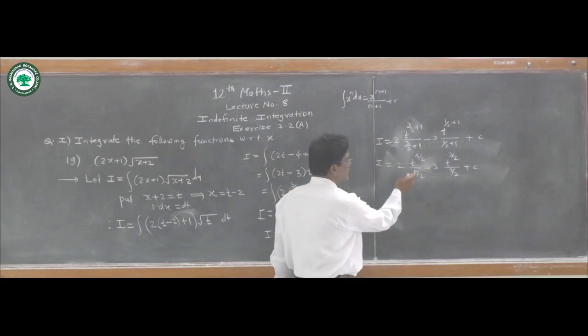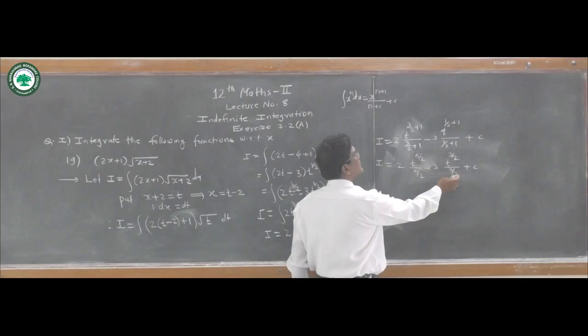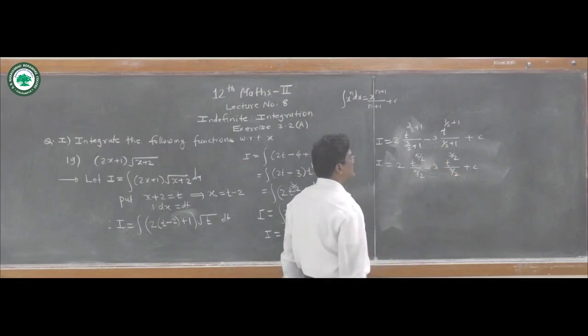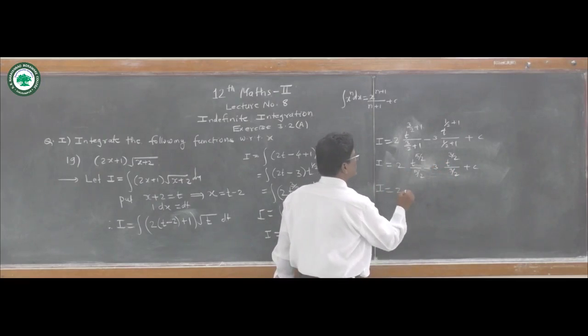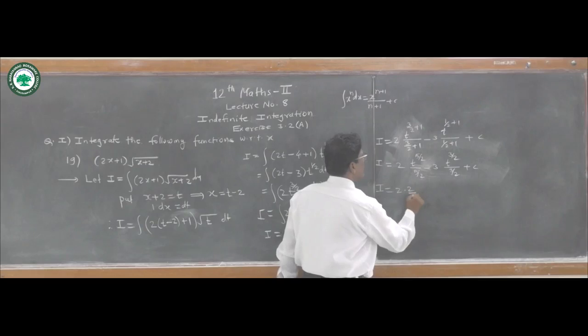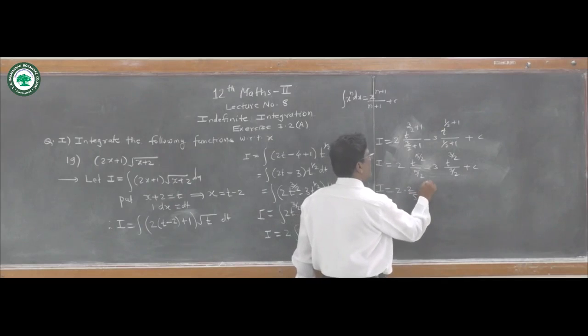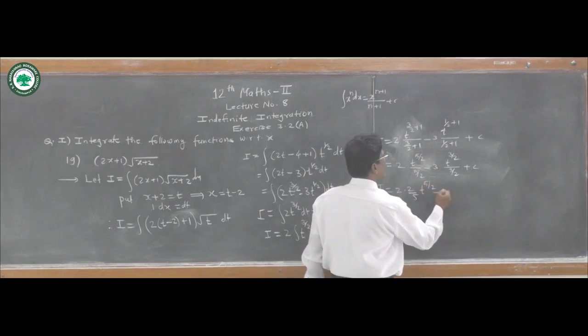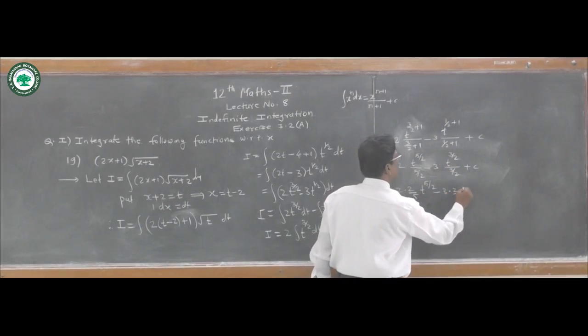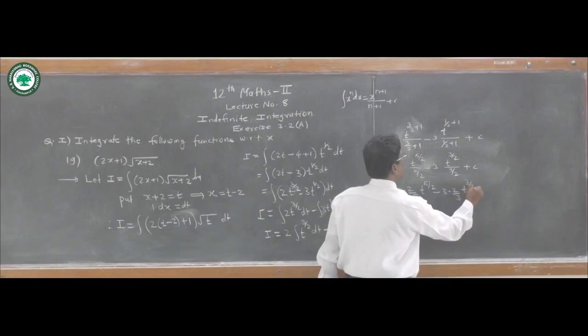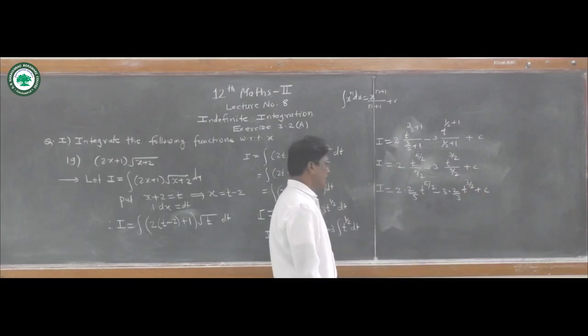Now here this denominator 5 by 2 we write in terms of multiplication, that is 2 by 5. Here also we write 3 by 2 as 2 upon 3. So we get I is equal to this 2 as it is into 2 upon 5 t to the power 5 by 2 minus 3 into 2 upon 3 into t to the power 3 by 2 plus constant of integration.